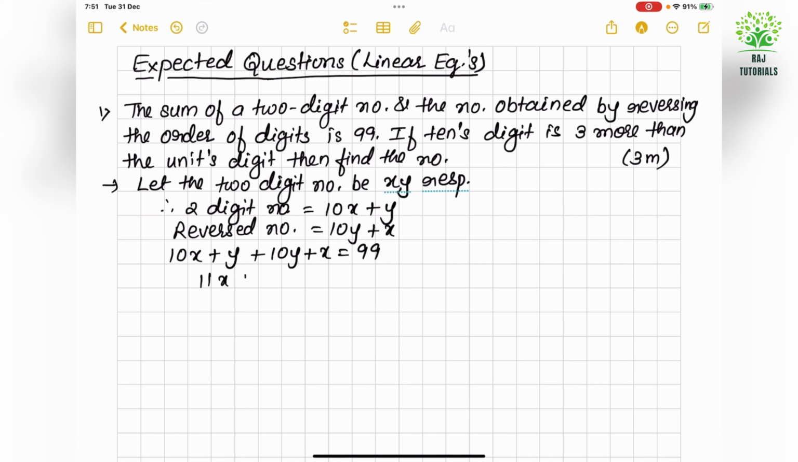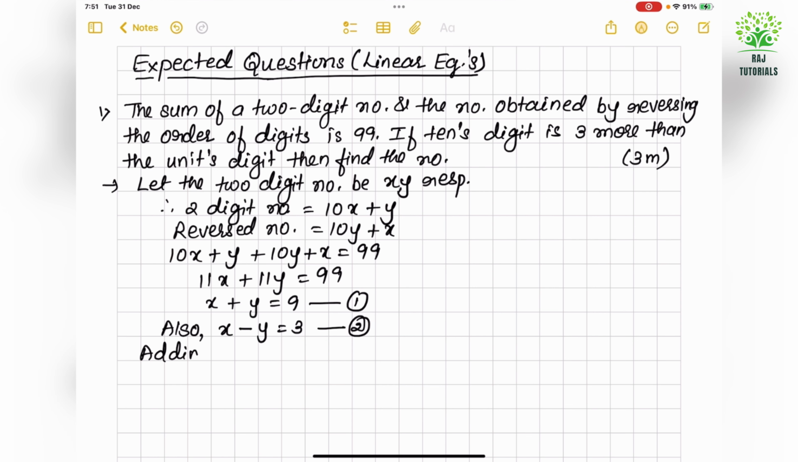So 11x plus 11y equals 99. If I divide everything by 11, I will get x plus y equals 9. So this is the first equation. And also it is said that between the tens and unit place the difference is 3. So this is the second one. Now adding 1 and 2, I have x plus y equals 9 and x minus y equals 3.